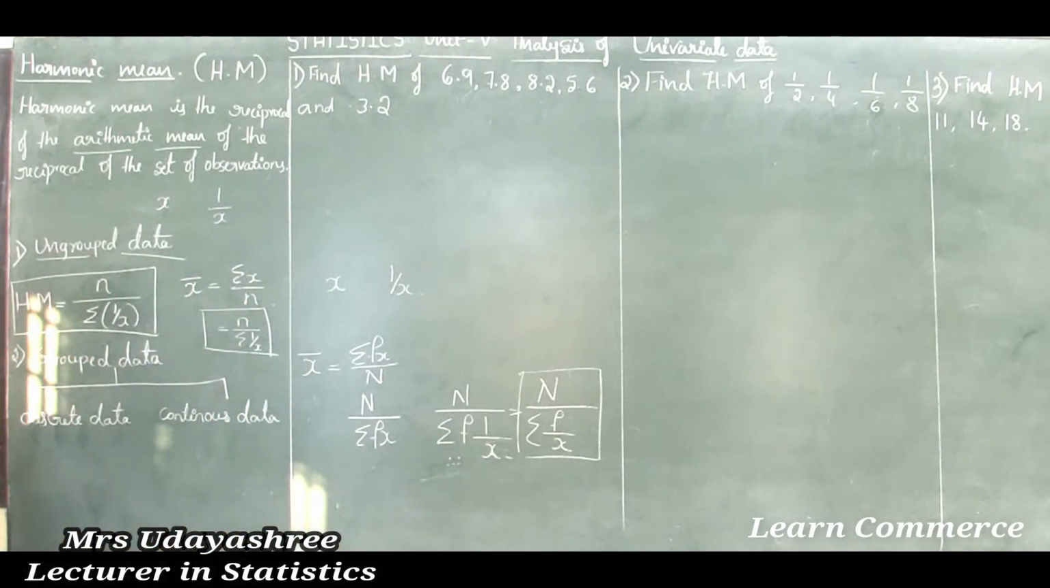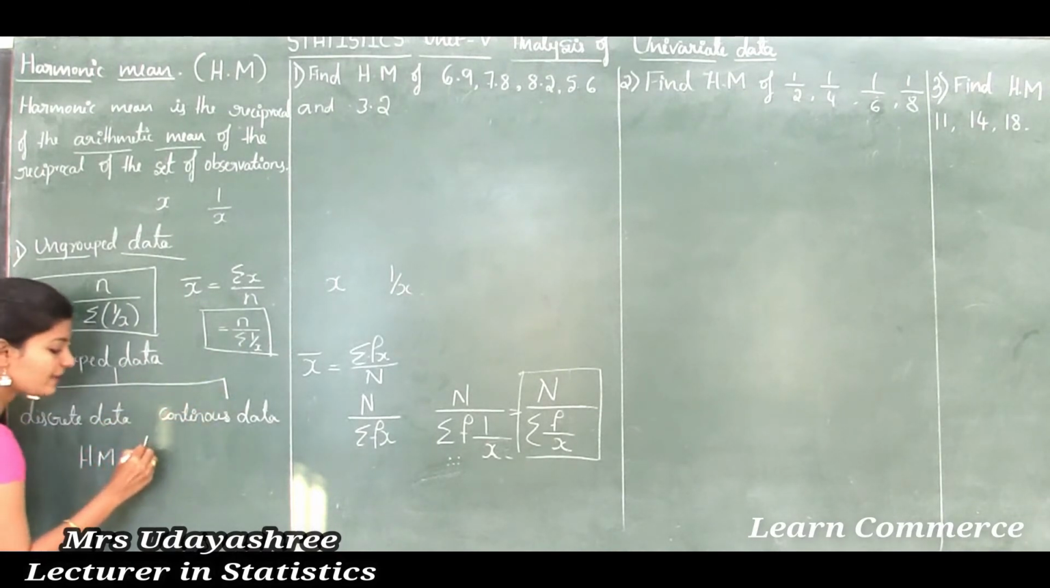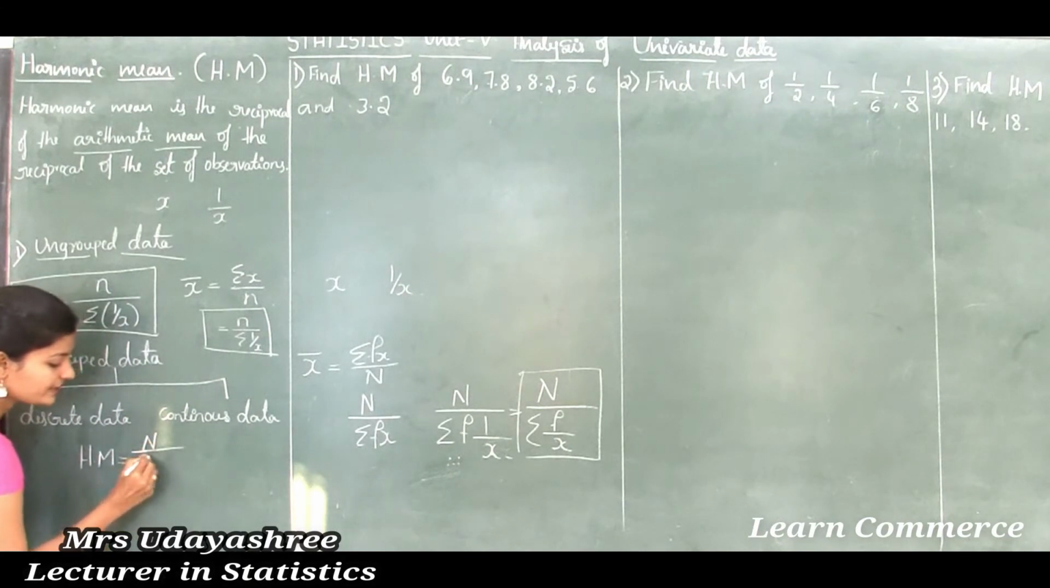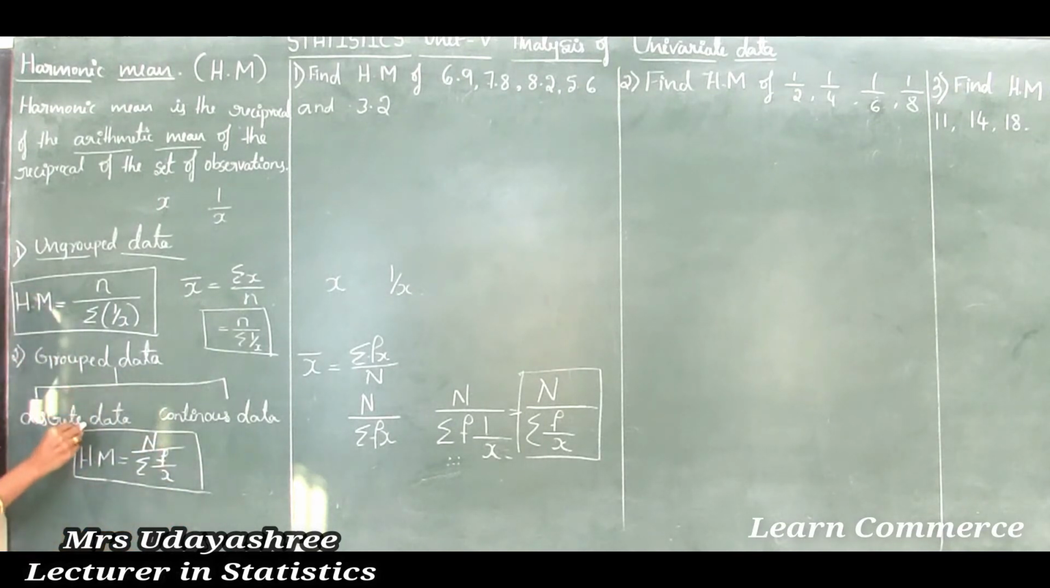So what is the formula? Harmonic mean is equal to capital letter N divided by summation f divided by x. This is the formula to calculate harmonic mean in case of discrete data and continuous data.